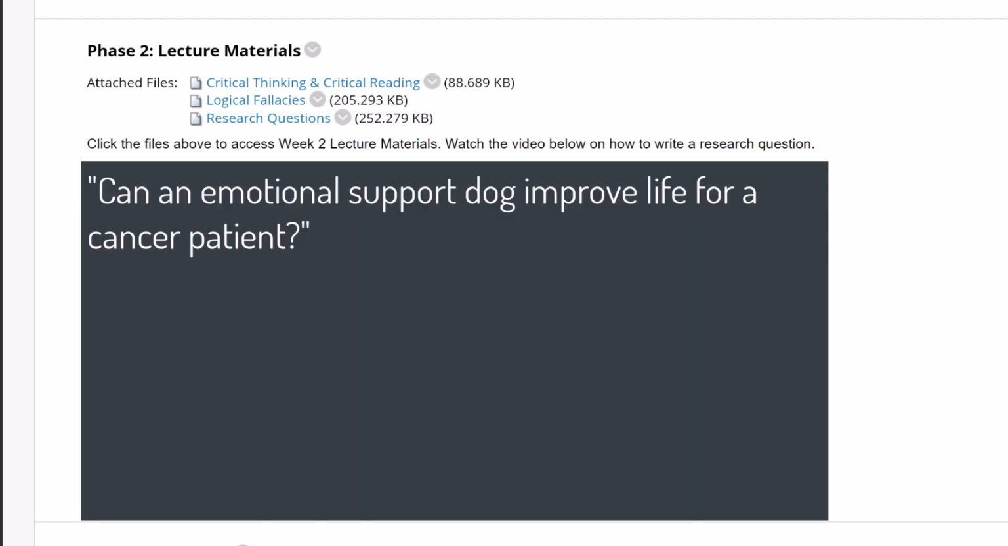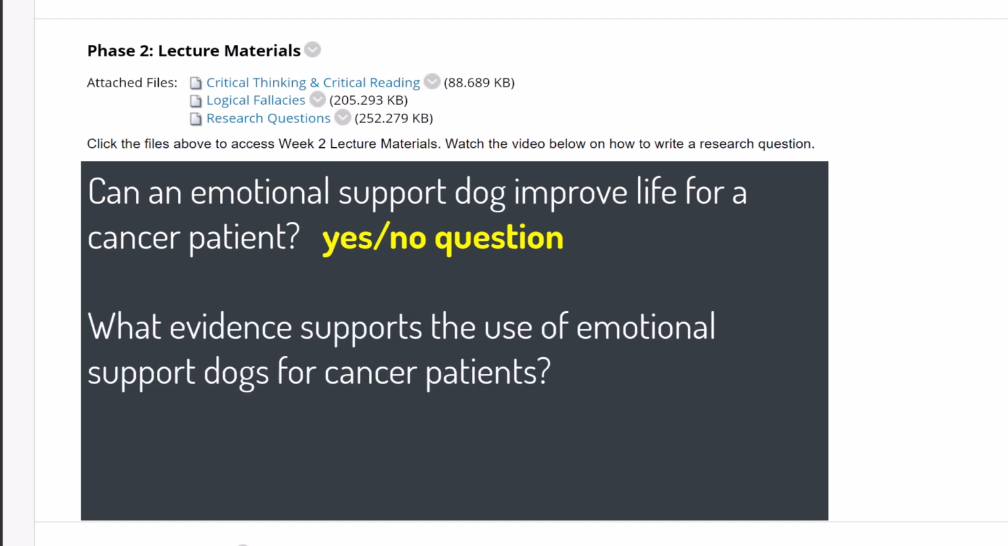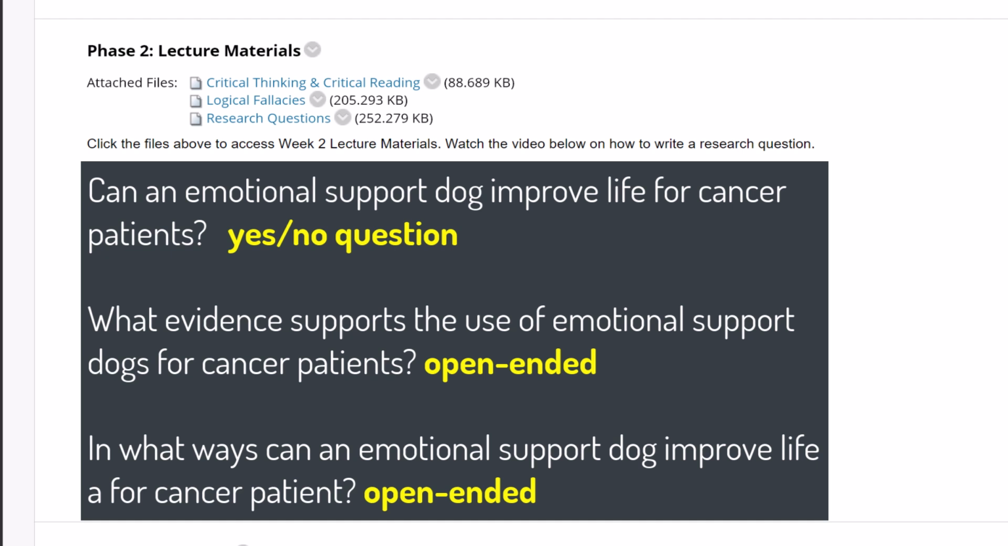For example, can an emotional support dog improve life for a cancer patient? This is phrased as a yes-no question. It needs to be rephrased as an open-ended question. What evidence supports the use of emotional support dogs for cancer patients? Or, in what ways can an emotional support dog improve life for a cancer patient? Both of these last two questions require research.